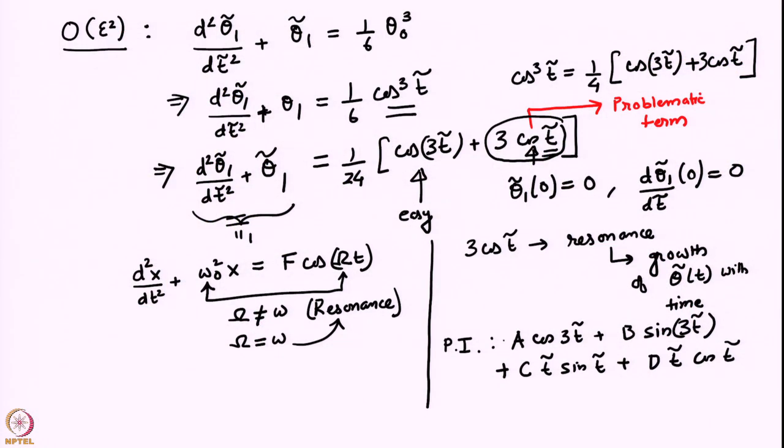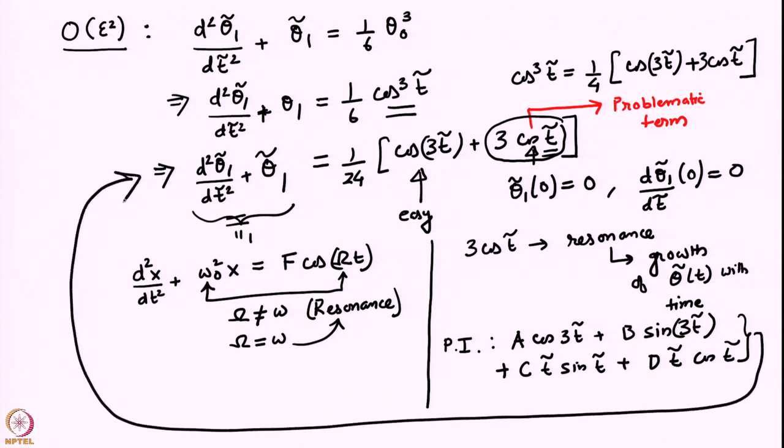So, we are substituting this form into my governing equation for θ1(t̃). One just needs to do a little bit of algebra. One has to take this expression with 4 terms a, b, c, d, differentiate it twice, substitute it and collect all terms with cos 3t̃, all terms with sin 3t̃, all terms with t sin t̃ and all terms with t cos t̃. If you do that, you will get the following equation.